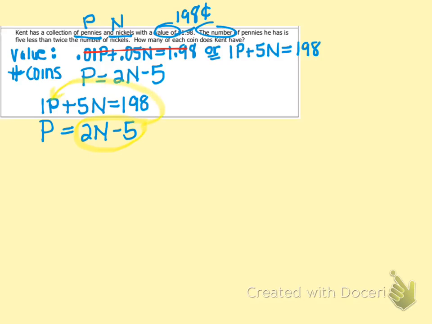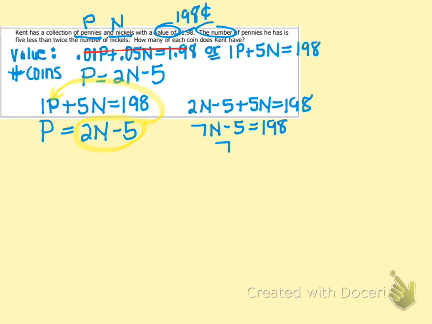Here's another reason why this is nice if you use 1 instead of 0.01: when I substitute that back in, I don't have to multiply by 0.01 and make even worse numbers. So I could substitute that in. That makes 2n minus 5 plus 5n equals 198. I'm just substituting in, to write a new equation that only has n. Add my like terms together, so I have 7n minus 5 equals 198.